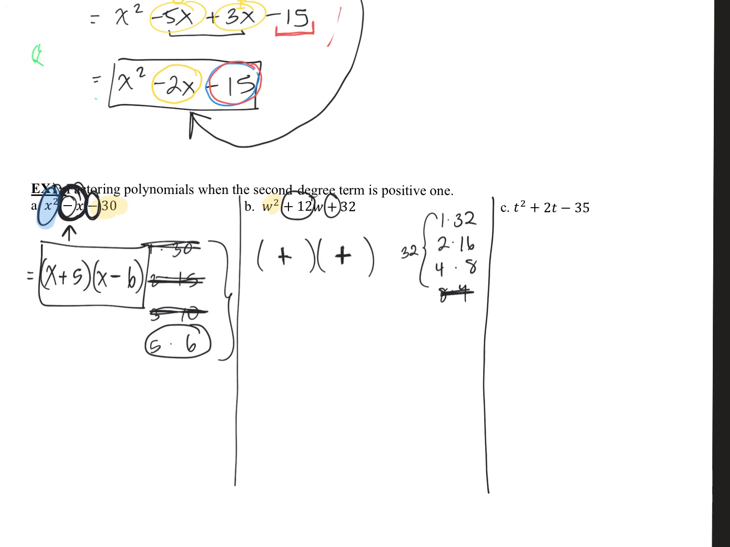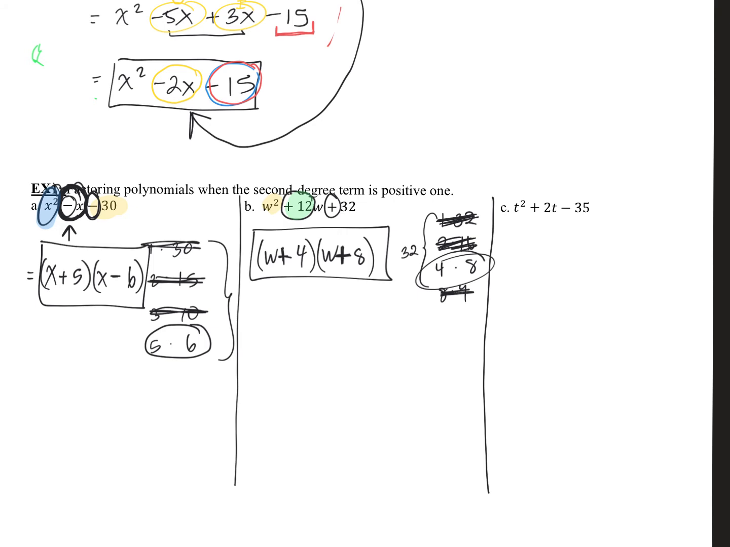Now, the question we have here is, which ones can we add to get a positive 12? Well, 1 and 32 we cannot add to get 12. 2 and 16, no. How about 4 and 8? Can we add them and get 12? The answer is yes. So go ahead and write 4 and 8, and then we'll go ahead and write in the W. And we're done.